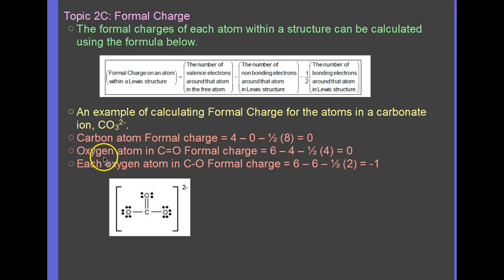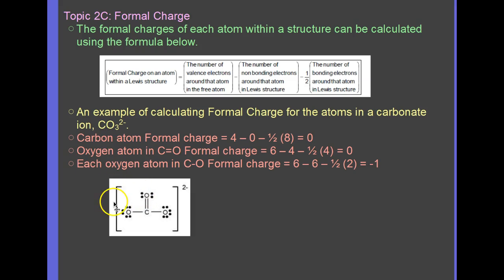So now we look at each oxygen atom, and we will look at this oxygen. That's the C double bond O oxygen. So oxygen has 6 valence electrons, minus the non-bonding electrons, there's 4 of them, 2 on each one, minus 1/2 of the number of bonding electrons around the atom in the Lewis structure, which is 4. So you have 6 minus 4 minus 2, which is 0. So for this oxygen, the formal charge is 0.